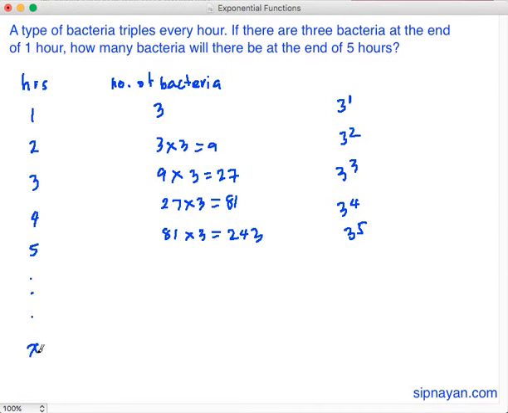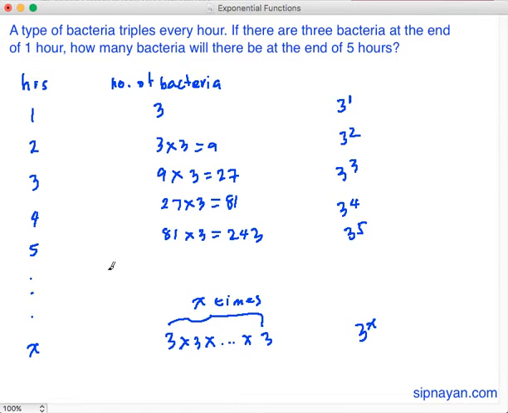And at the end of x hours, we have 3 times 3 times 3 times 3. How many times? X times. Kung 5 times yan, 5. Kung 10 times, 10 times ka magmumultiply ng 3. Kung ang n mo ay halimbawa 20 hours, you do it 20 times, no? Kaya 3 to the x.